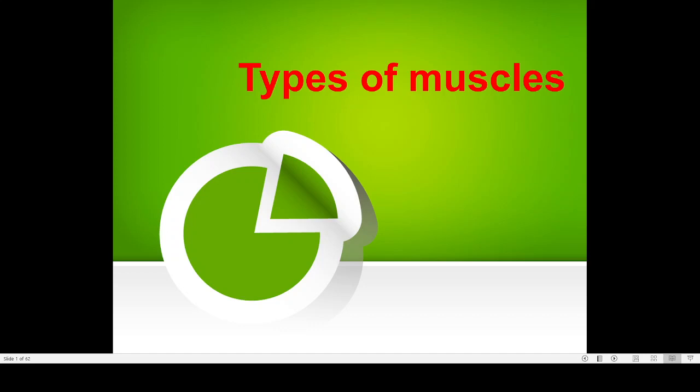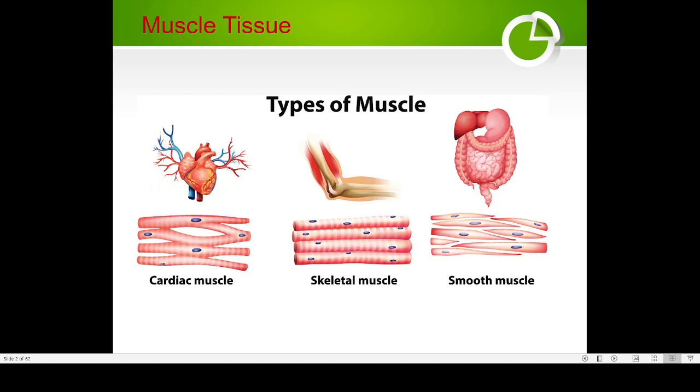So, as you can see in the syllabus here, we have to first understand the different types of muscles. Here you can see the three basic types of muscle: cardiac muscle, skeletal muscle, and smooth muscle. I think in your plus 2 classes you have some idea regarding what cardiac muscle, skeletal muscle and smooth muscle mean.